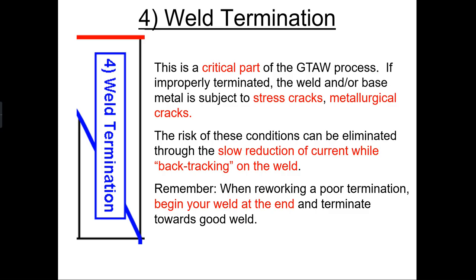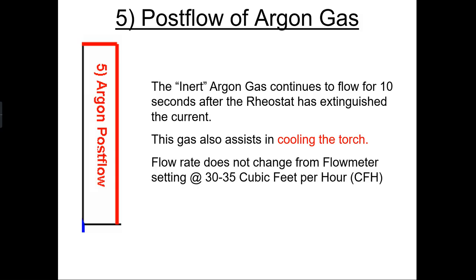And our termination, which is the critical part, where I will show you, or somebody will show you, the correct crater condition that we have to leave to make sure our welds are sound. We can't have crater cracks or anything else going on inside the weld or the weld zone. So we need to make sure that's addressed as we close the weld. Then our post-flow, which again is to protect the tungsten and keep the torch nice and cool.